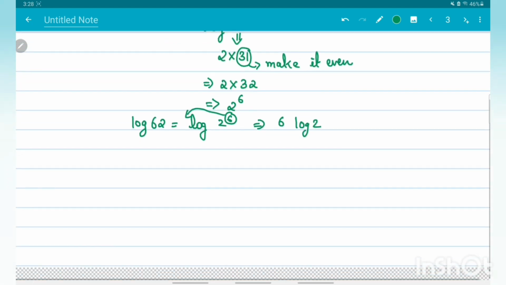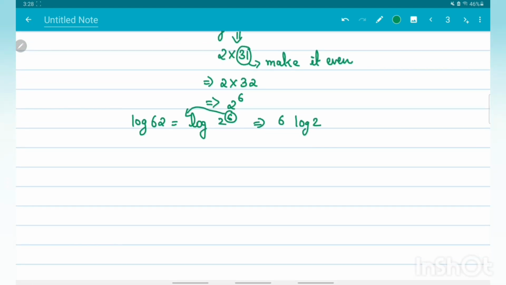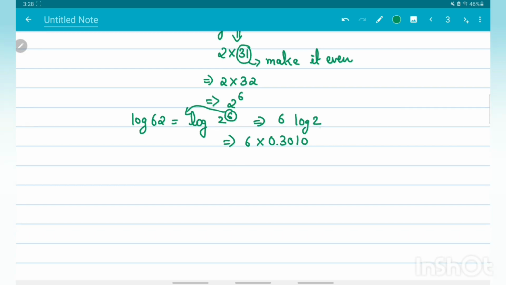In the starting I even told you that we need to remember the values of log 2, log 3, log 5 and log 7. The value of log 2 you need to remember is 0.3010. You just need to remember the log values of these 4 numbers, that is 2, 3, 5 and 7. So we're going to put the value of log 2 as 0.3010, and when we multiply this it comes out to be 1.8060. So we got the value of log 62.